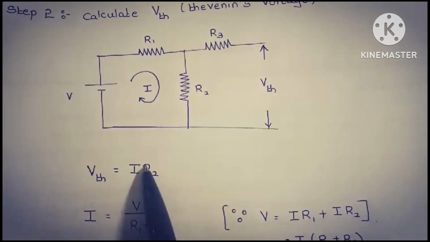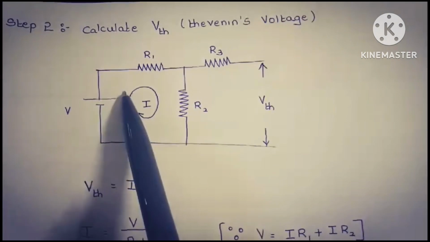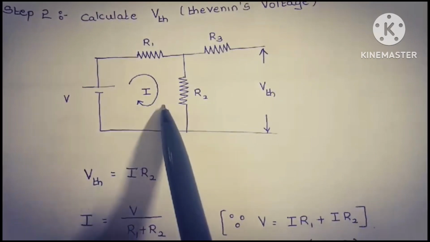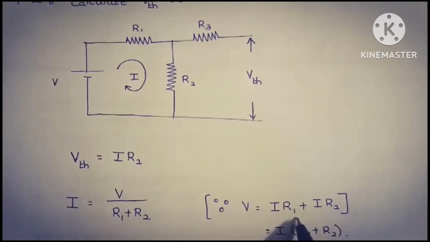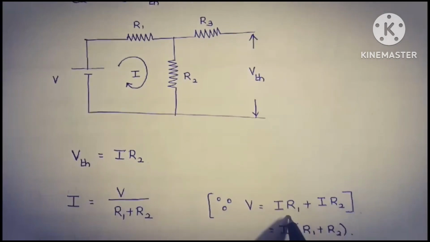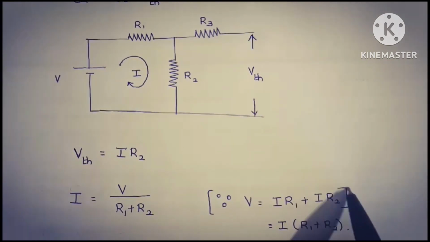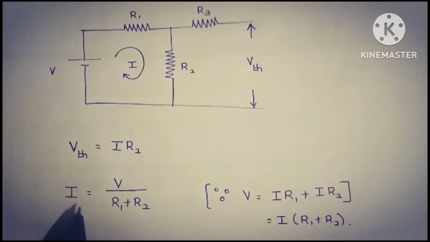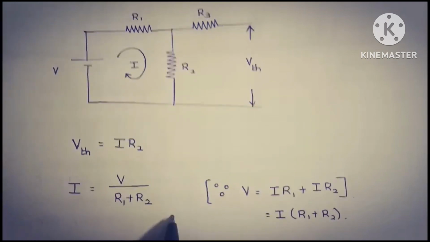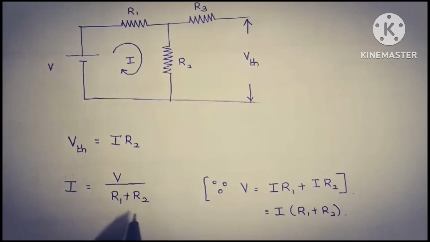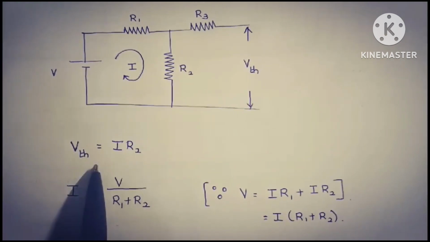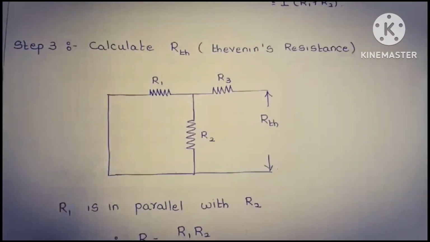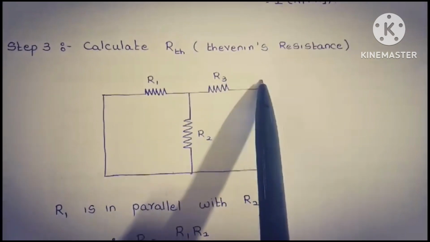So how to find out the current I? The current I can be found by applying KVL, that is Kirchhoff's voltage law. According to Kirchhoff's voltage law, V is equal to the voltage drop across resistor 1, that is I into R1, plus the voltage drop across resistance 2, I into R2. Therefore, we get the equation of current as I is equal to V by R1 plus R2. Once we calculate the value of current, we can find out the value of VTH. After calculating VTH, the third step is to calculate the Thevenin's resistance.